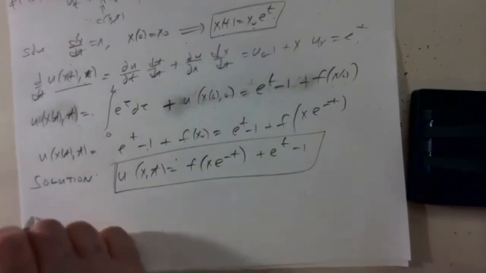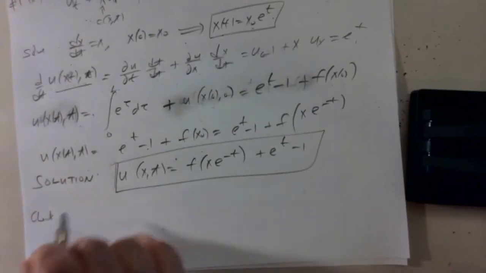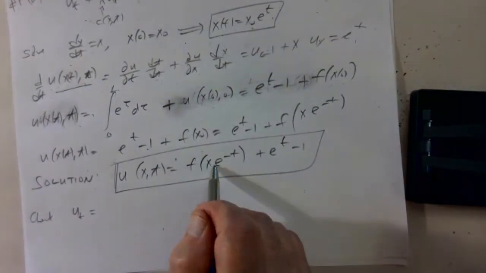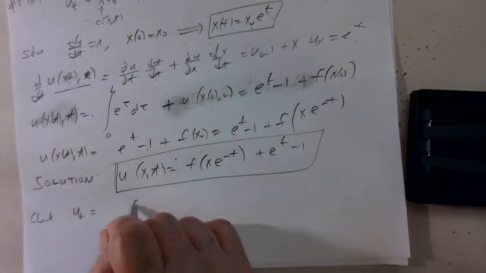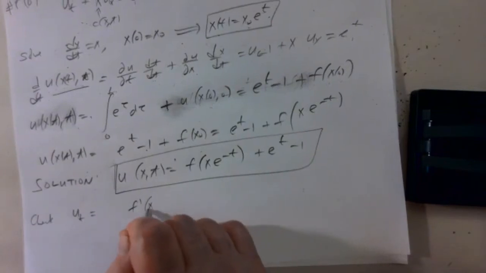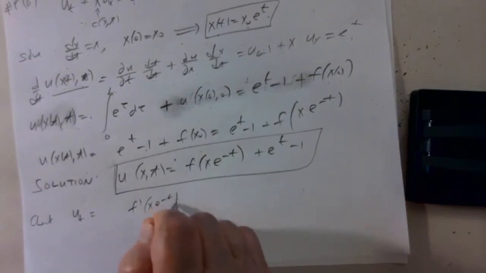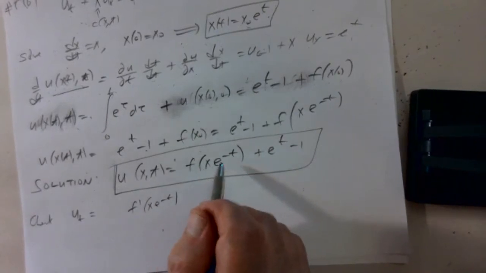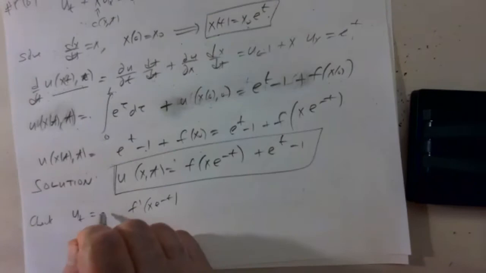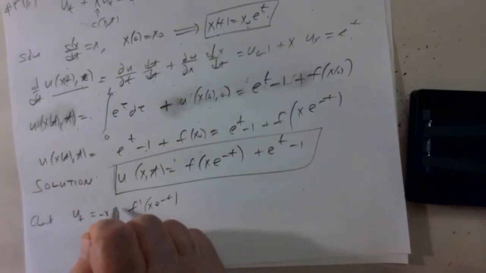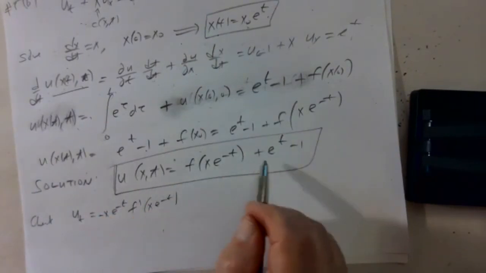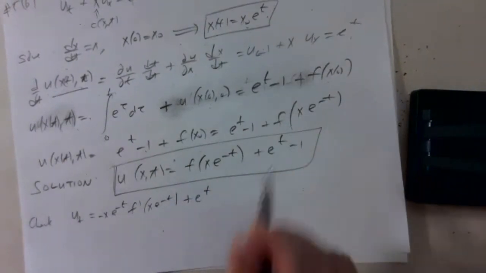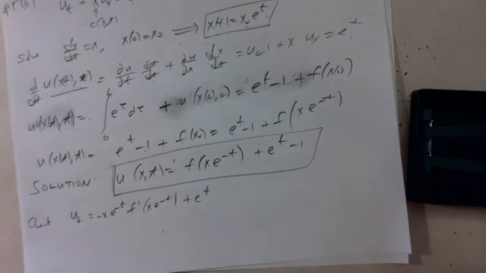Let's check if it's correct. So the partial of u with respect to t, if I differentiate this with respect to t, I get f prime evaluated at x e to the minus t times the derivative with respect to t of x e to the minus t, which is minus x e to the minus t. Differentiate this with respect to t, I get e to the t. Differentiate this, I get 0. So that's u sub t.